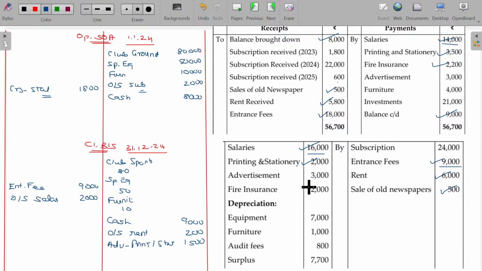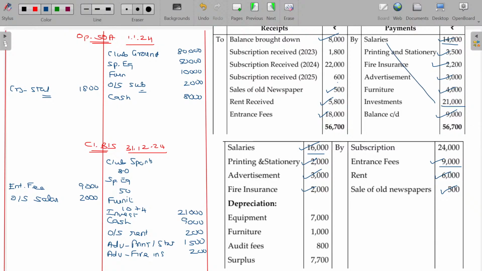Fire insurance 2,200, but 2,000. Also advance, prepaid. Advance fire insurance. This value being 200. You paid in advance. Advertisement 3,000. 3,000 matches, no prepaid, no outstanding. Furniture 4,000. What does it mean? Purchases. You have to add with the furniture account here. Investment 21,000. Newly made asset. So investment newly made, this value being 21,000.